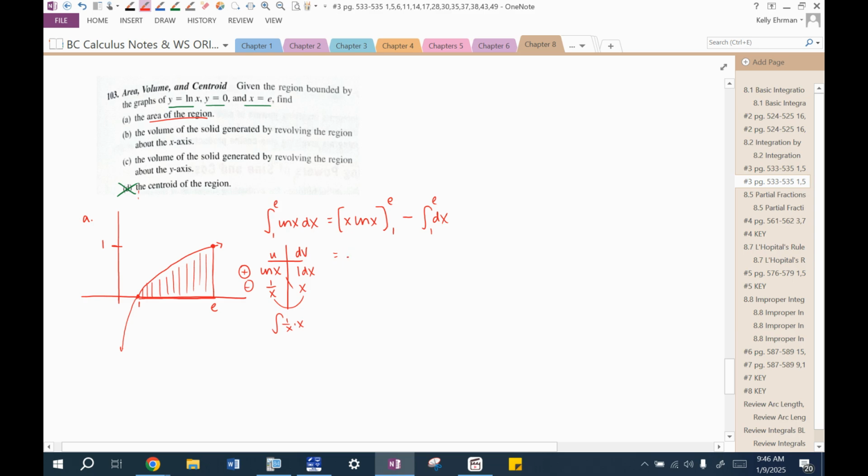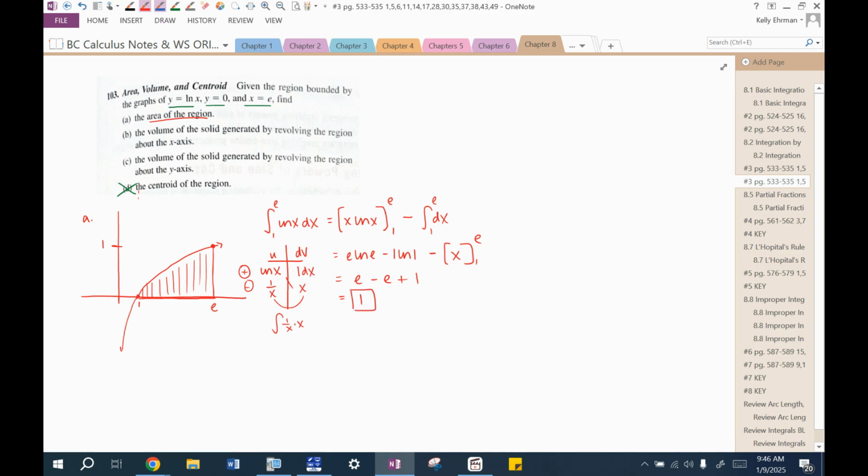If I plug e into this, I get e ln e minus 1 ln 1, minus x evaluated from 1 to e. ln e is 1, so this is e. ln 1 is 0, so that's gone. Minus e minus negative 1, so plus 1. So all of that to say the area is 1.